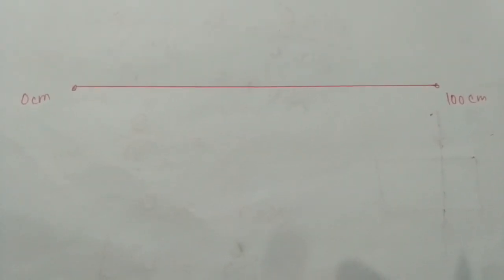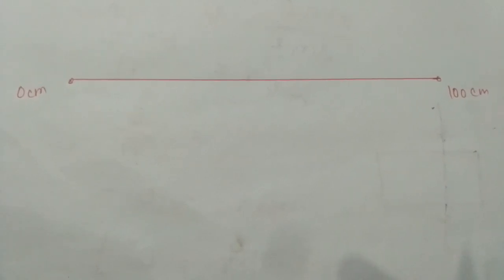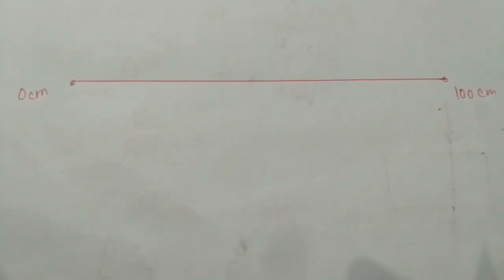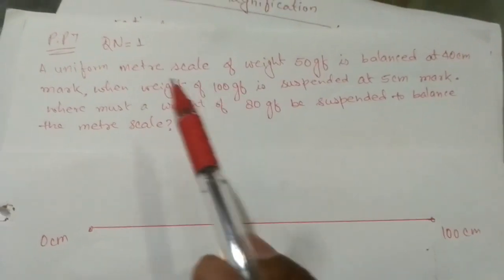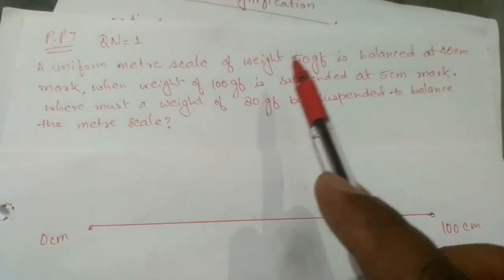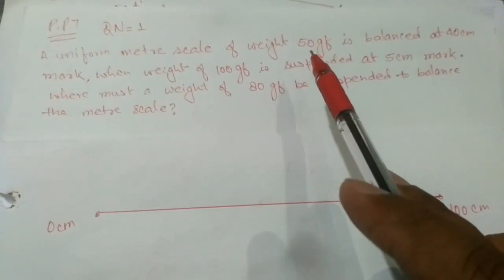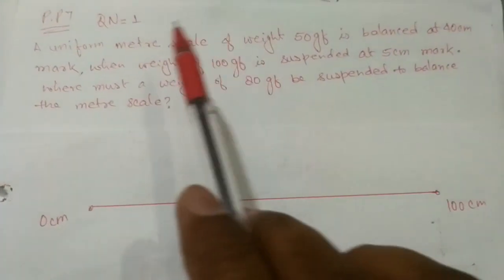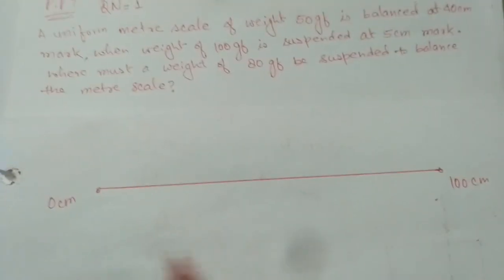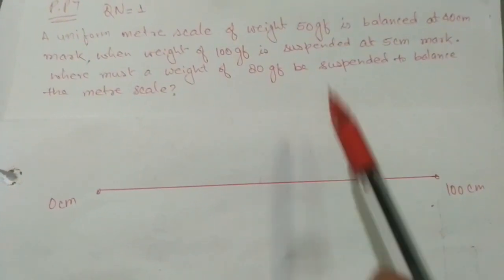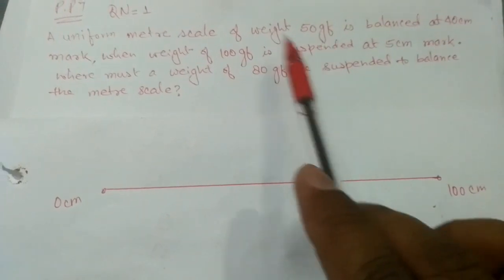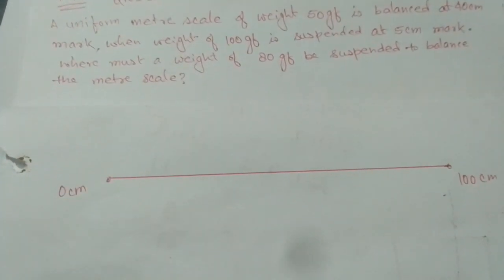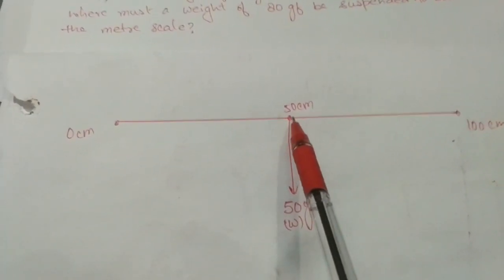So I have drawn here a meter scale, 0 centimeter and 100 centimeter. It is written that the uniform meter scale has a weight of 50 gram force. I have informed you that weight always acts at the midpoint. It has a length of 100 centimeter, which makes 1 meter. 50 gram force is the weight of the scale, so at the middle the 50 gram force will be acting. So at the 50 centimeter mark, the 50 gram force weight of the scale is acting.